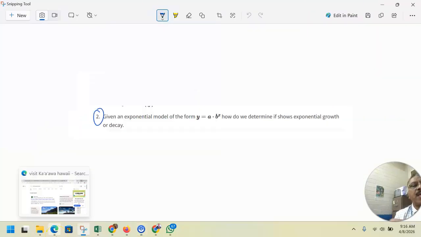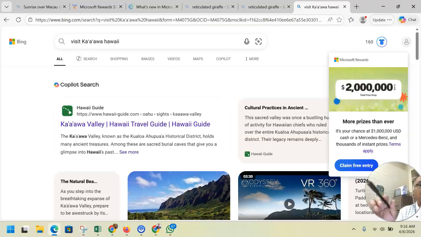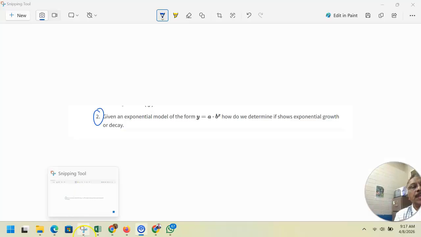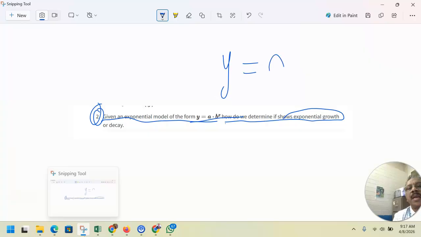The second question says, give an exponential model of the form this. How do we determine if it has exponential growth? It's the same thing. We have y equals a times b raised to x. So how do we know it has exponential growth? You want to make sure that for growth, this b has to be greater than 1.